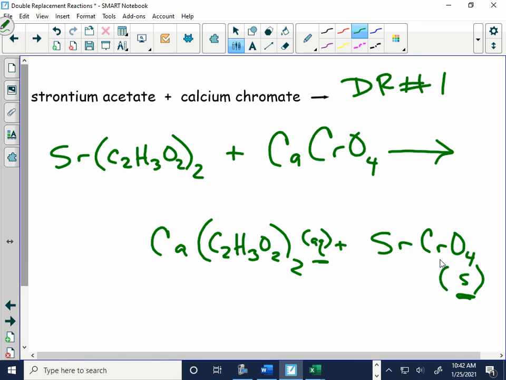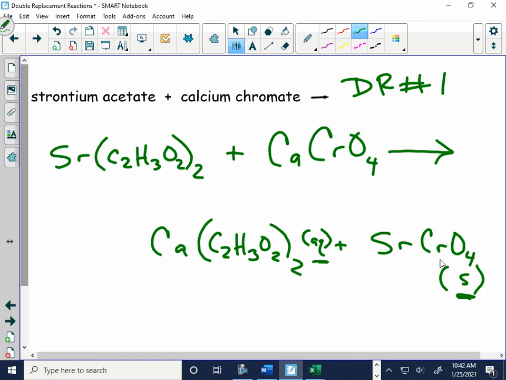Okay? Now the final thing I need to do is I need to go back and look and say, okay, am I balanced? Am I balanced? What do you think? Yeah, I have a balanced chemical equation. So there is a double replacement number one. Two salts, two aqueous salts react and give two new salts, at least one of which is a precipitate, which means it's a solid. Any questions about our first one here?